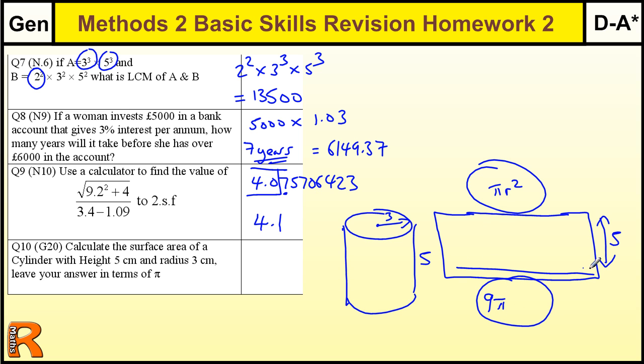The only thing we need to think about is this length here, which is going to be the circumference of the circle, because that wraps around the circle. So that's pi times the diameter. The diameter is going to be 6. So we've got 6 times pi, which is 6 pi. So the area of this rectangular section is pi times the diameter times 5, which is going to be 30 pi. We've got 9 pi, and this is 9 pi, so that's 18 pi. So we've got 18 pi plus 30 pi, which is 48 pi. And it asks to leave your answer in terms of pi, so there we go.